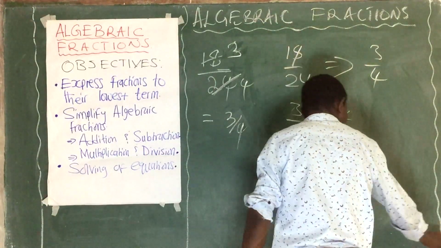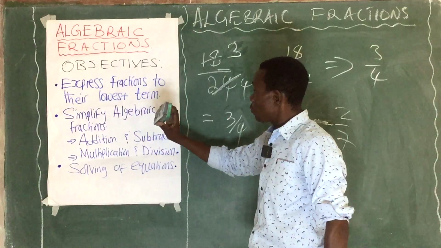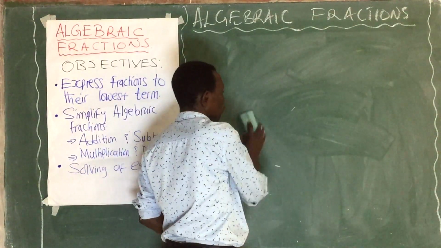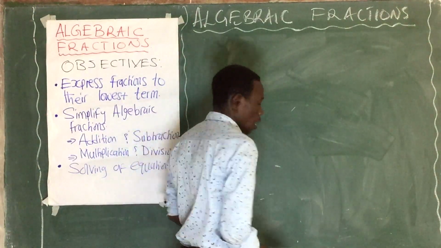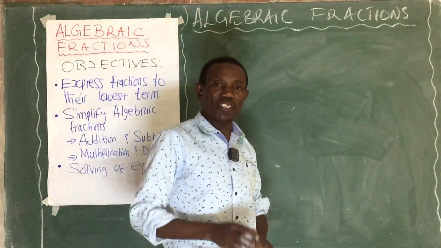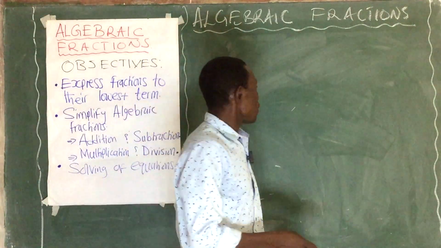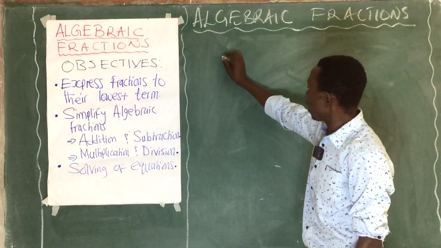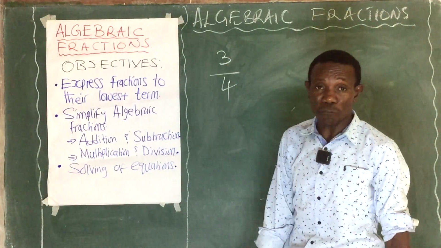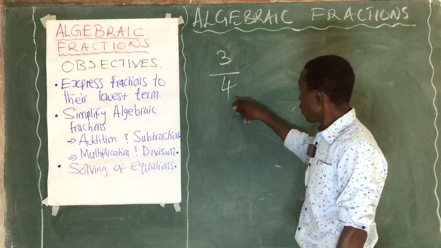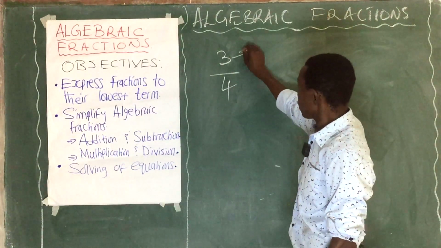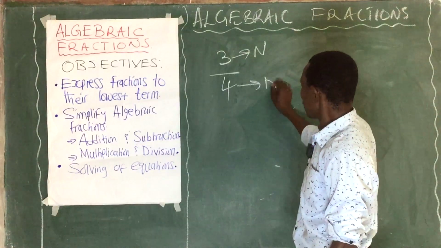Maybe before I go to the first objective, let us first understand the issue about algebraic fractions. The word algebra comes in when in the expression there is a variable. For example, I may have a fraction here, 3 over 4. This is the vulgar type of fraction, where we just have numbers like 3 and 4, which are integers. This is the numerator, and this one is the denominator.